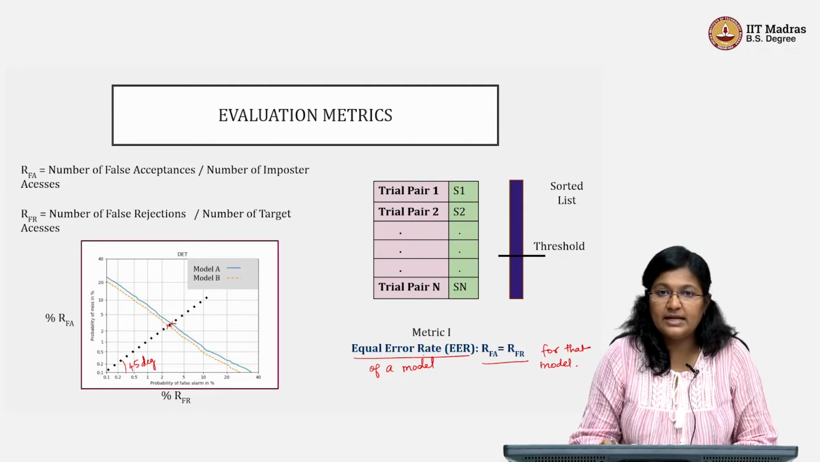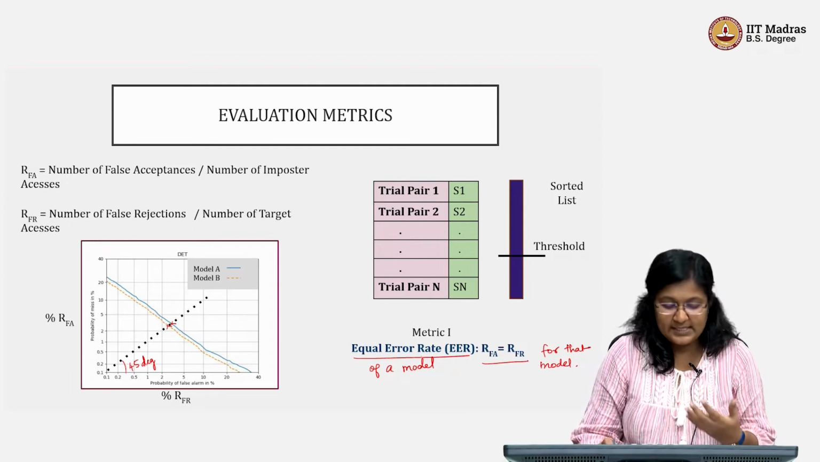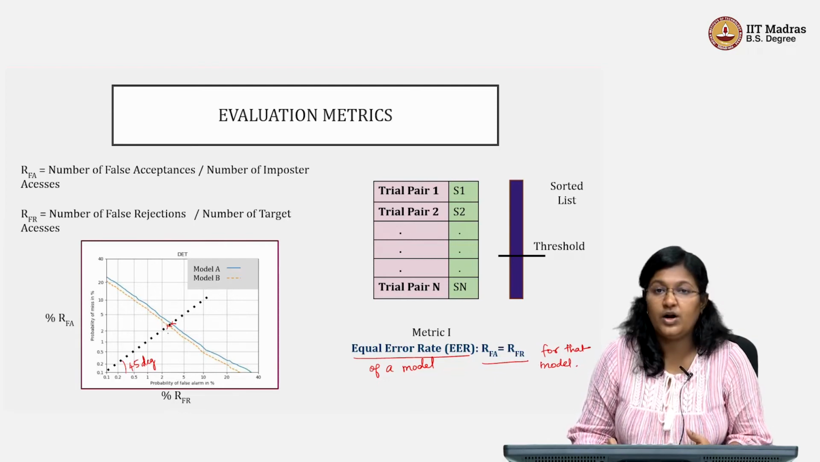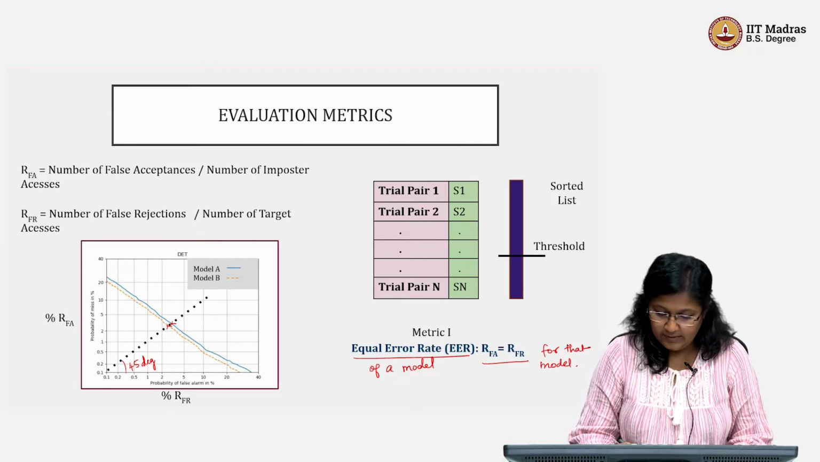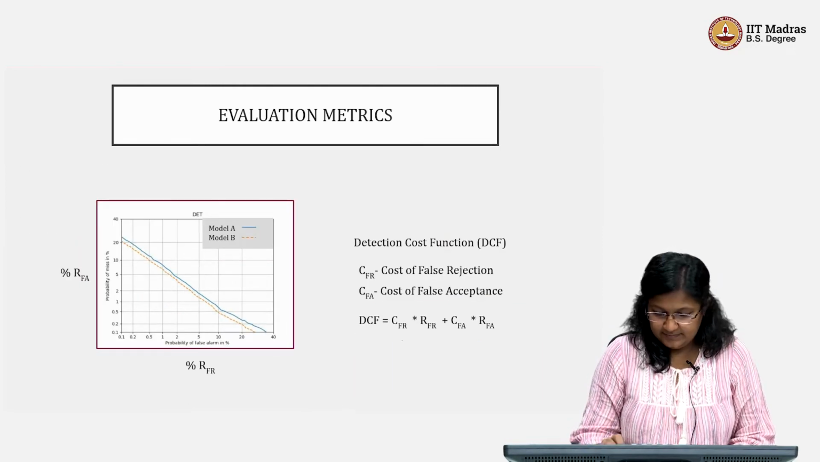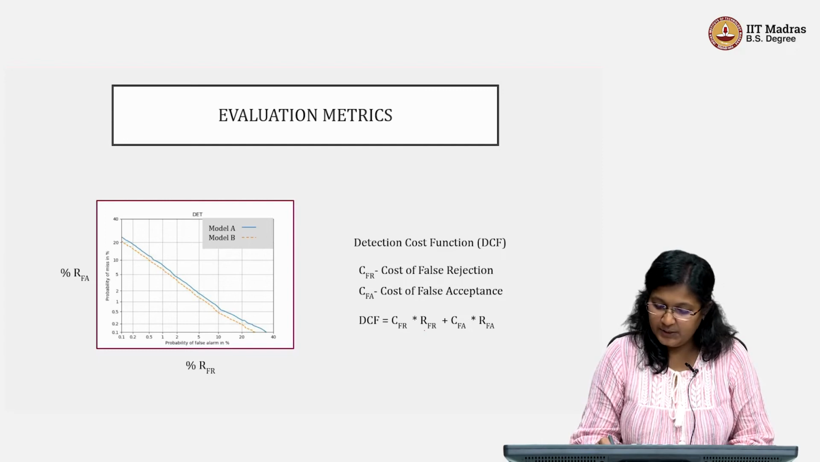So based on equal error rate, how can we say whether a model is better? Whichever model has lesser EER is a better model. Okay. Moving on to the second metric, DCF. It's given by this: CFR into RFR plus CFA into RFA.